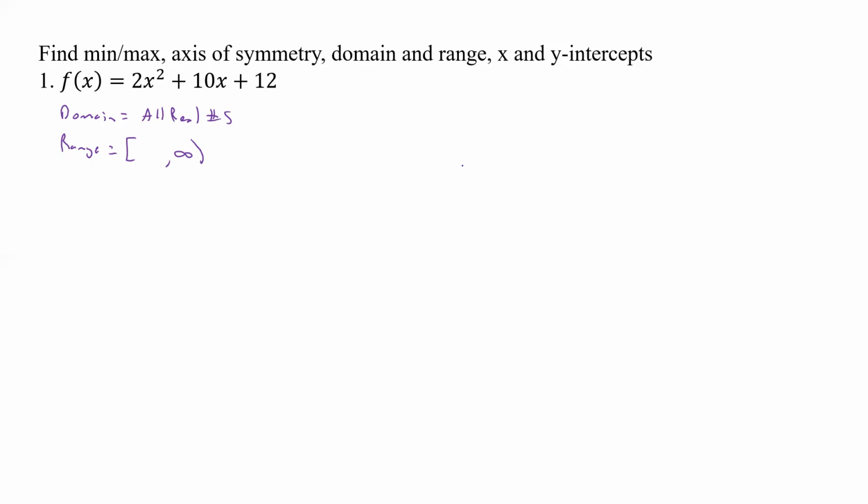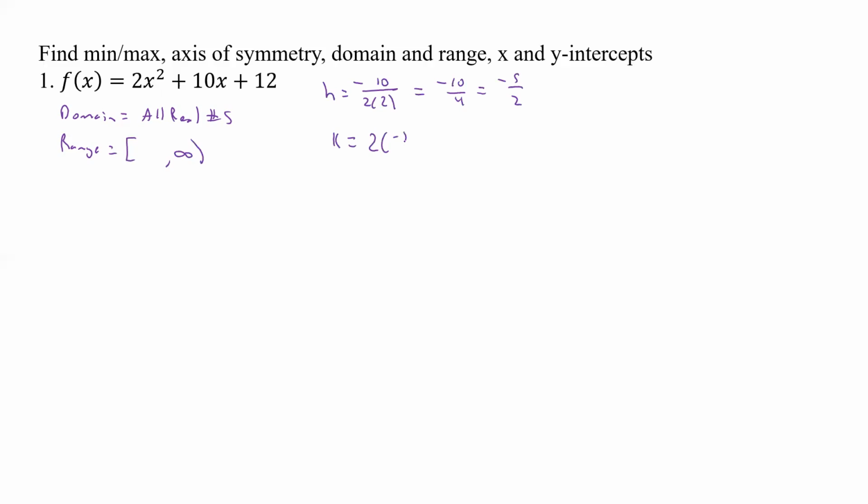So how do we find k? Well, first we find h. So h is equal to negative 10 over 2 times 2. So that's going to be negative 10 over 4. So it's going to be negative 5 halves. And so that's going to be our h. And so k, remember, is we just plug in h into our function.